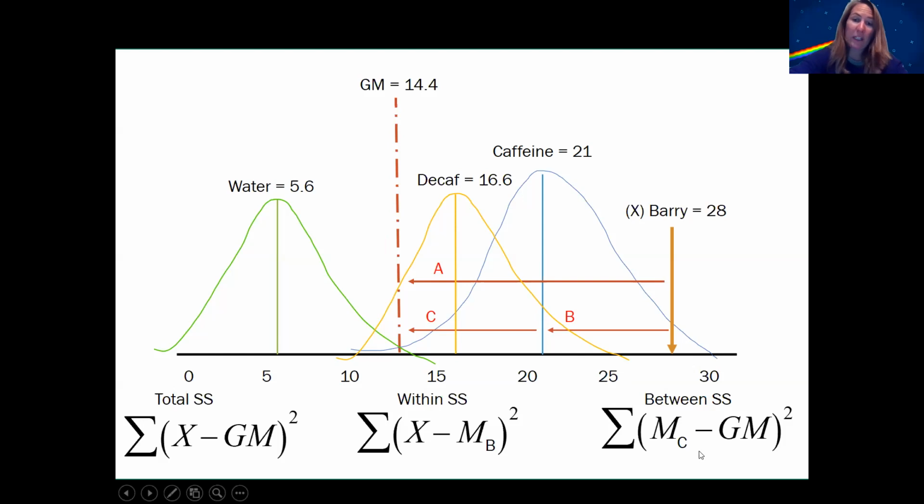Then this here, the between sums of squares, is what is represented by our C. This is caffeine. Caffeine now becomes the mean, okay? So we're going to subtract 21, which is the mean of that individual group, from the grand mean to see if it varies in any kind of meaningful way. So we're going to subtract 21 from 14.4. We're going to square it. We're going to do that for caffeine, for decaf, and for water, okay? We're going to sum it up. This is our sums of squares. So this is our total sums of squares, our within sums of squares, and our between sums of squares.